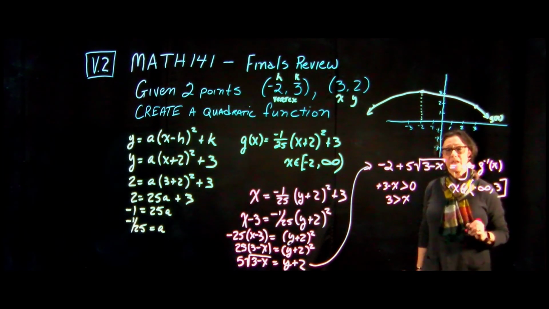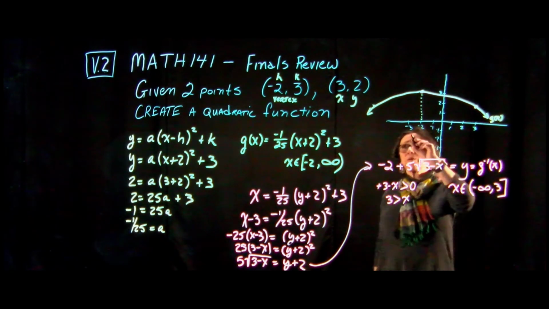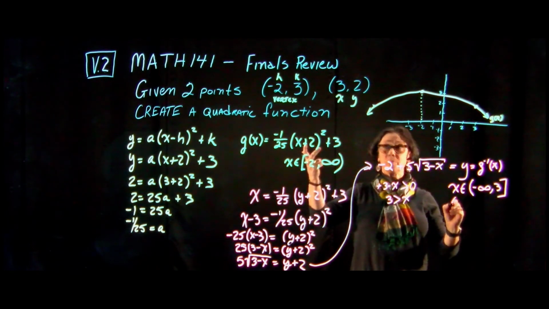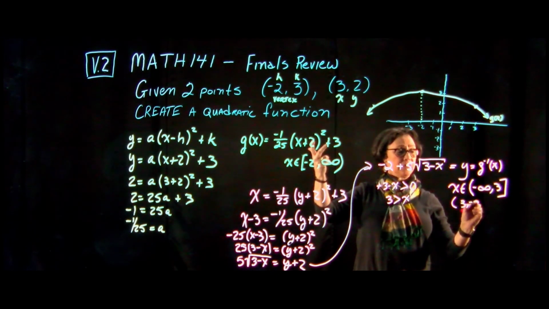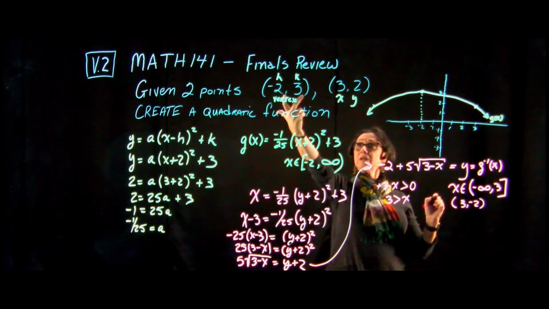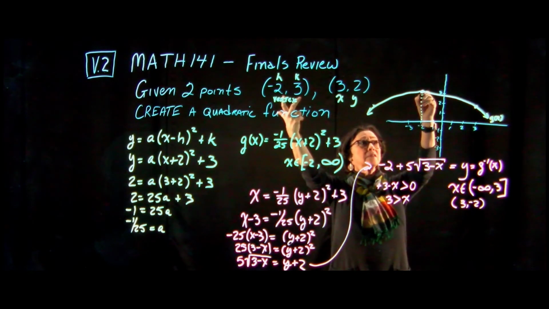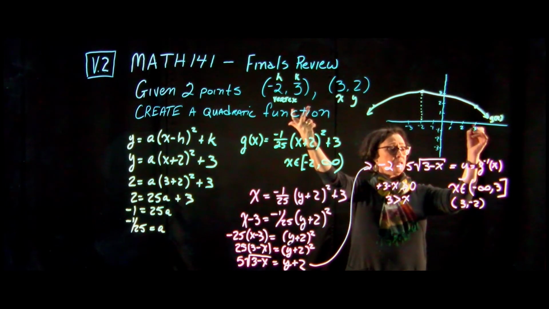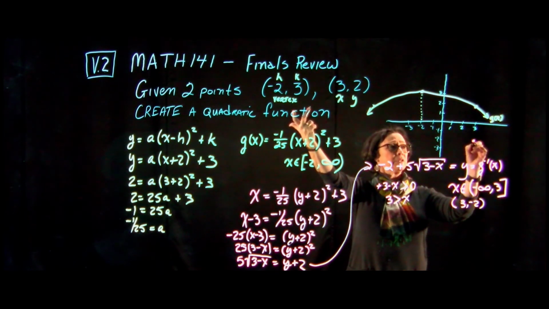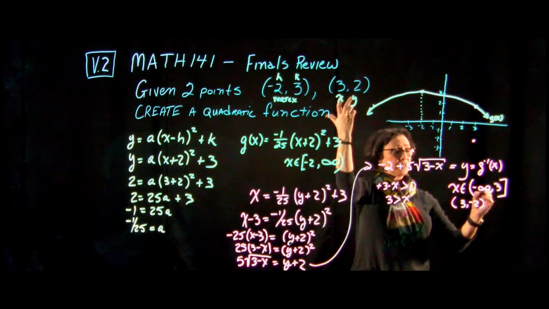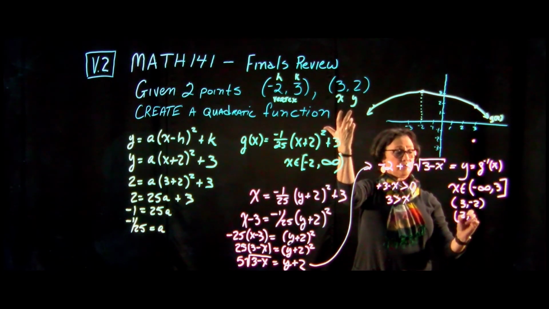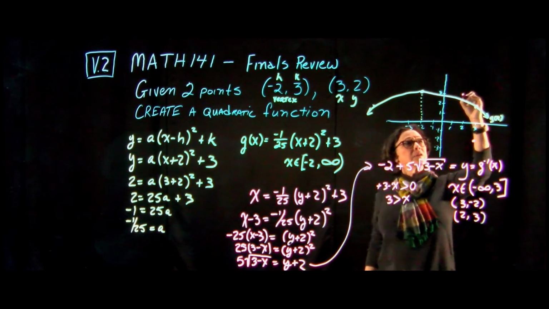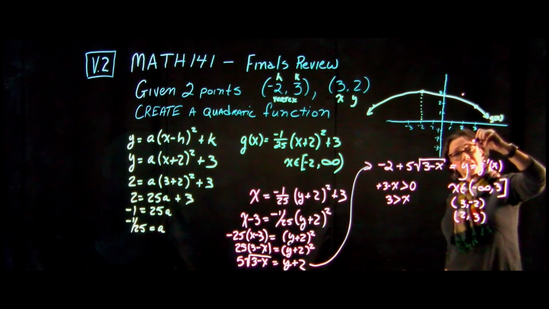Now let's take a look at our graph. Our graph, we're going to switch the x and the y values to create our points. We have 3, negative 2. That was our vertex. And now we've changed it into negative 2, 3. Right here. And this 3, 2 is now 2, 3. And so our graph starts at this point.